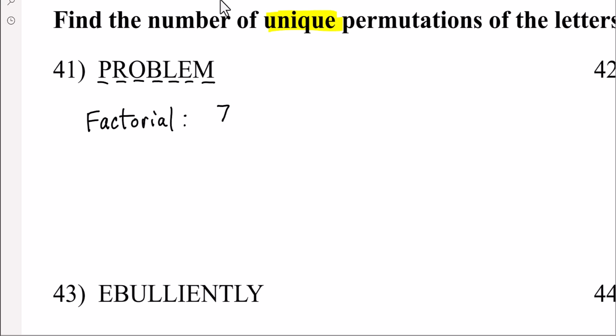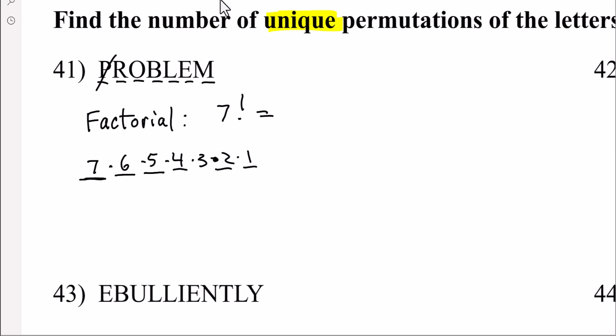So if there are 7 letters, in the first spot, you could write P or R, there would be 7 letters. But once you choose one of the letters, then there are only 6 letters remaining. Then there's only 5. Then there's only 4. Then there's only 3. Then there's only 2. Then there's only 1. That's what a factorial is. On your calculator, a factorial looks like this.